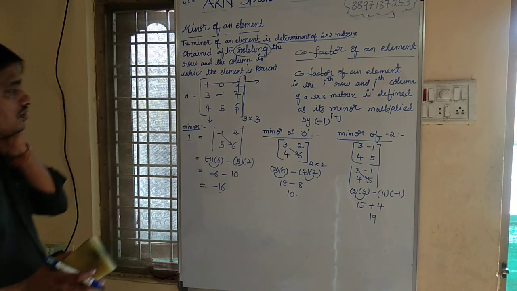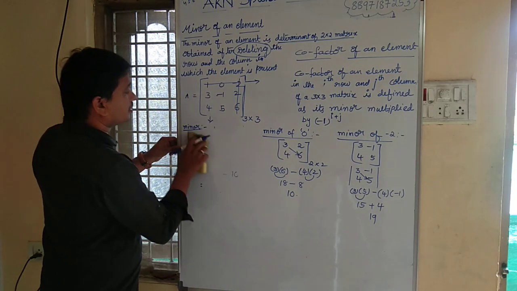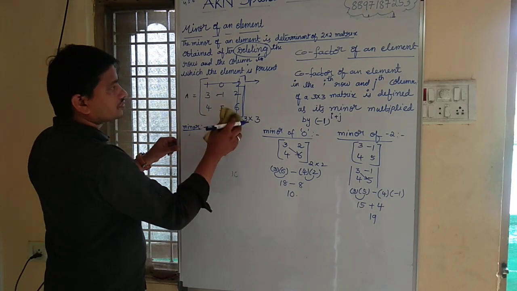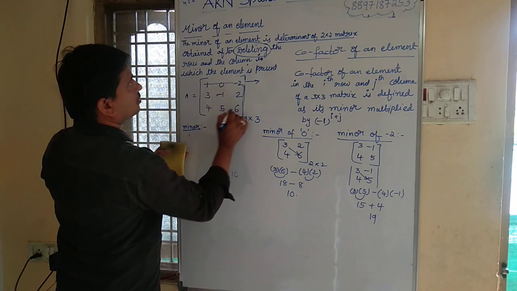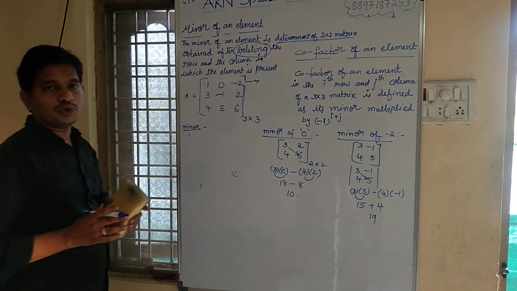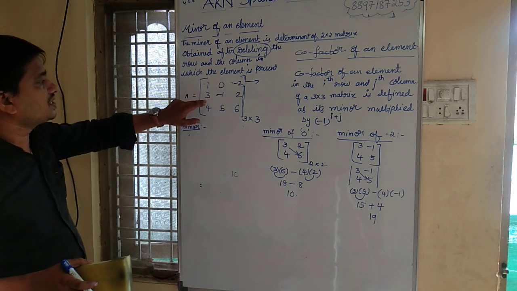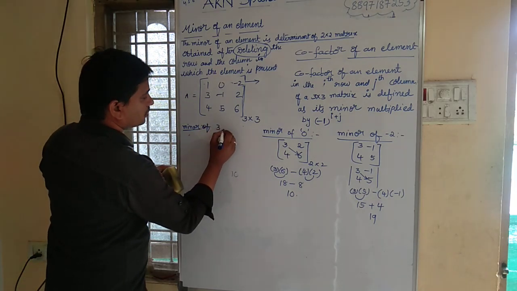Okay. Now suppose you want to find the minor of the element 3, children. The minor of 3.